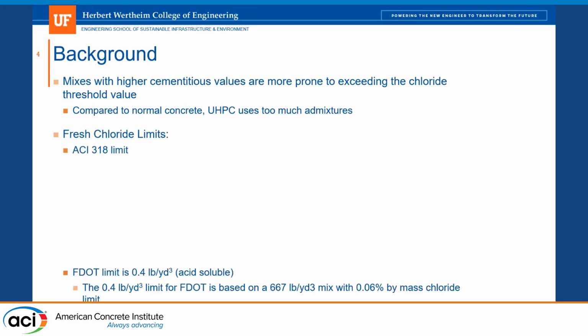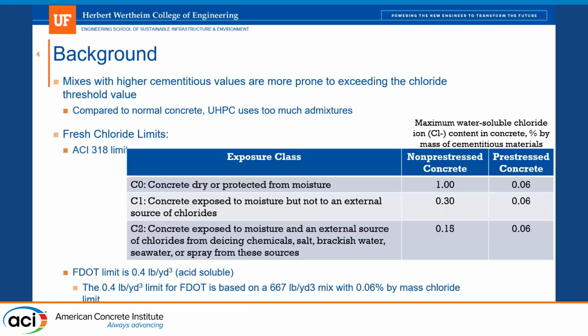So when talking about the fresh chloride limit, there is the ACI 318 limit, and there is the FDOT limit. Here is a table that summarizes the ACI 318 limit. When we see the exposure classes, there is C0, C1 and C2. C0, there is no exposure. C1, the concrete exposed to moisture, but not to an external source of chloride. And C2, the concrete that has a lot of external sources of chlorides.